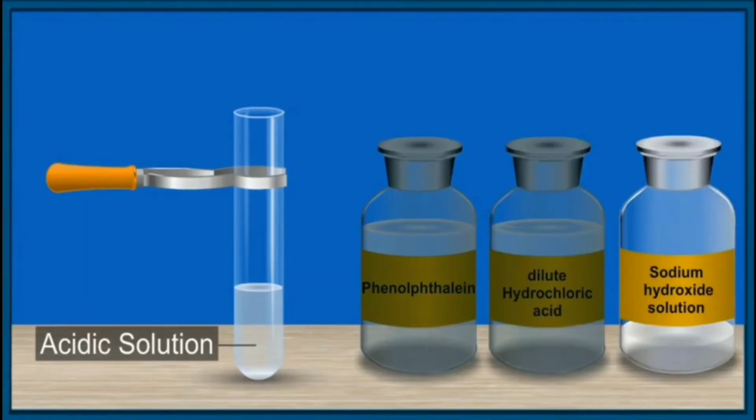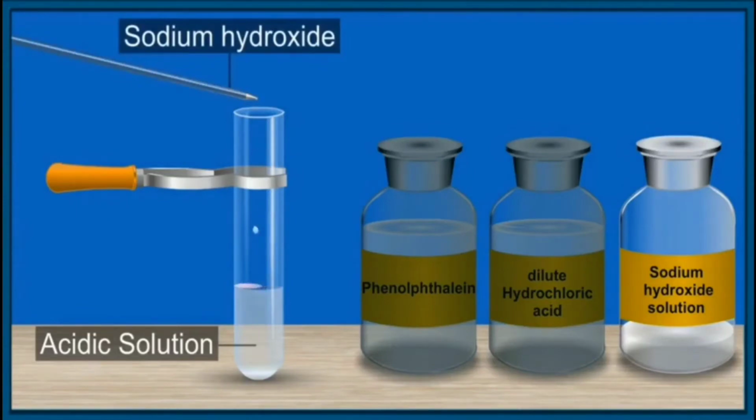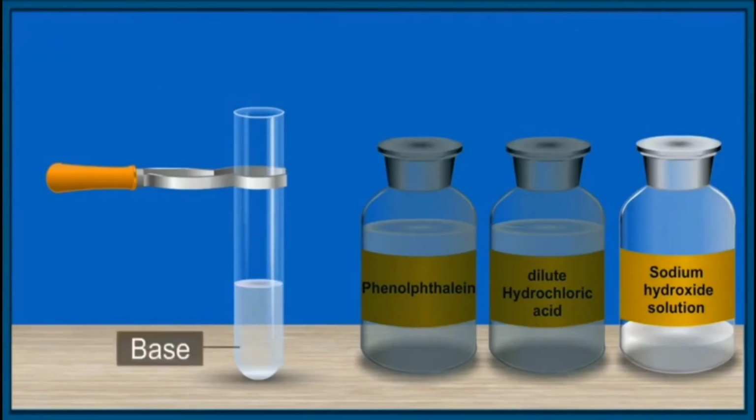Now again, if we add very few drops of sodium hydroxide to this acidic solution, then there would be no color change. Even if the solution was acidic before, we won't see any color change here. Why? Because now the concentration of acid and base has become equal, and they have neutralized each other.